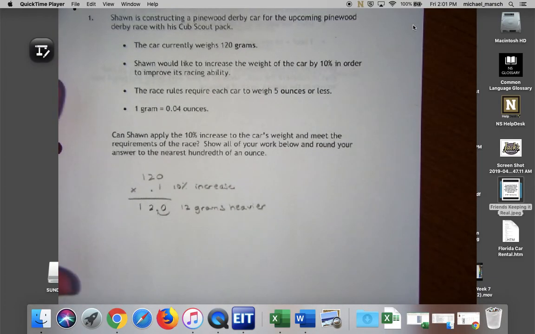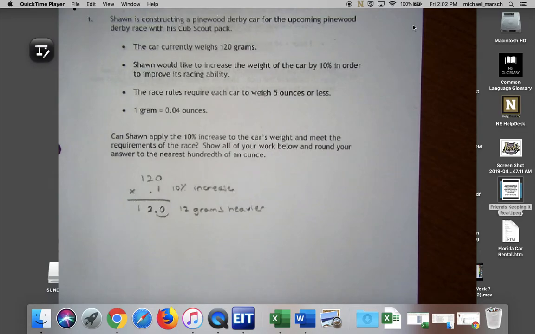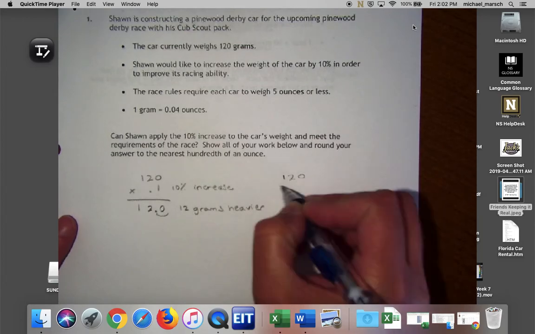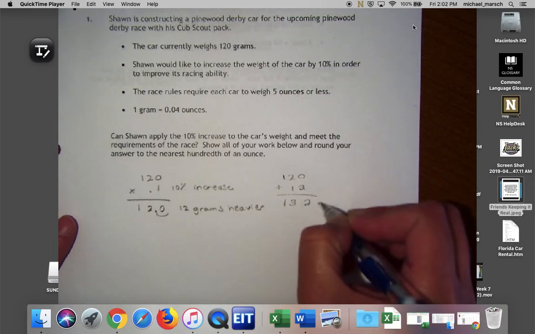So what do I need to do to that 12 grams, Nick? Convert it to ounces. Not quite. I'm not ready to convert yet. What is that 12 grams? What does it go towards? Add it to the 120 grams. Yeah, I'm going to add it to 120 because that's the original grams. Yep. So it's going to be 132 grams for now, the new weight.